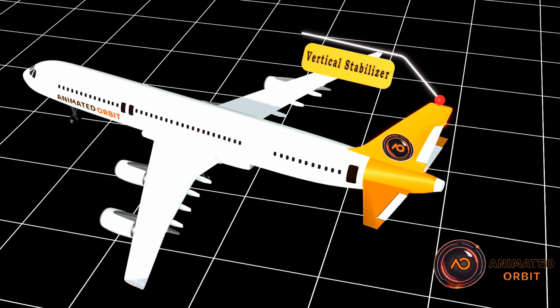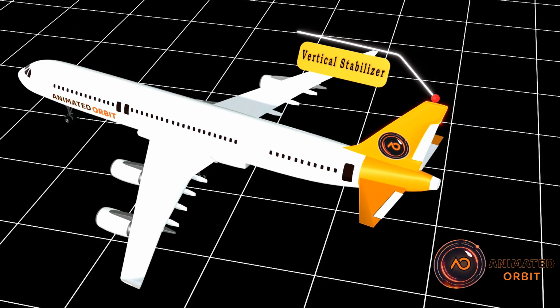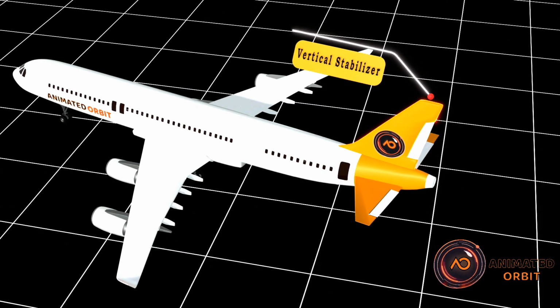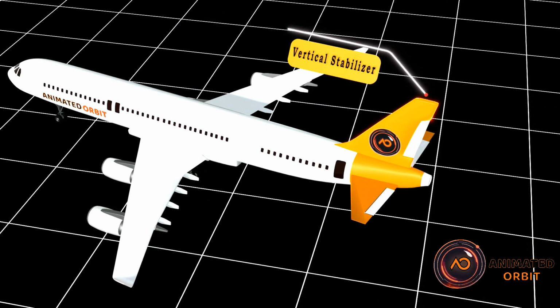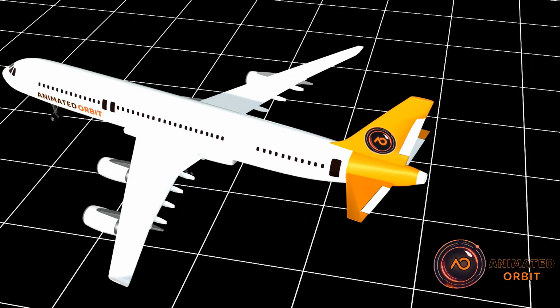Tail section, empennage. This provides stability and control to the airplane. Vertical stabilizer controls yaw and prevents the airplane from swaying side to side.